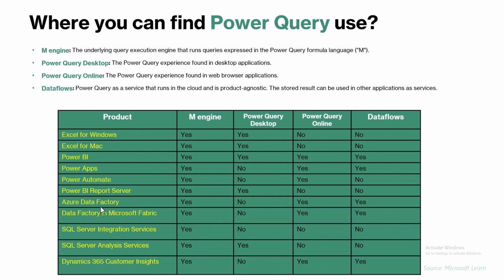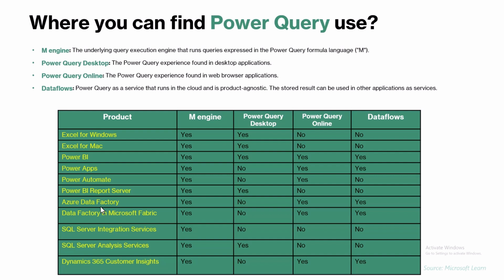Power Query Online, can you find it in Excel? No. Dataflow, no. Because these are things you can do for Mac. If you're using a Mac, anytime you do a transformation, there's an M engine available there that can compute all this M query. Is it in the desktop? Yes. There's no Power Query Online for Mac because it's a desktop service.